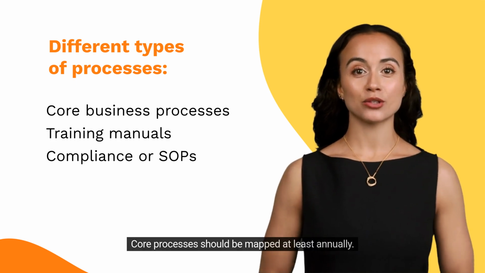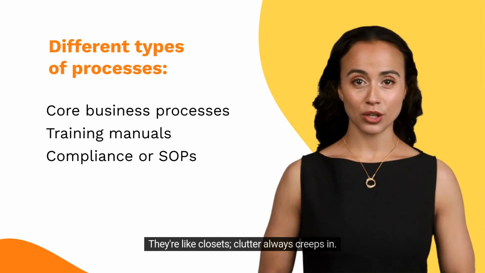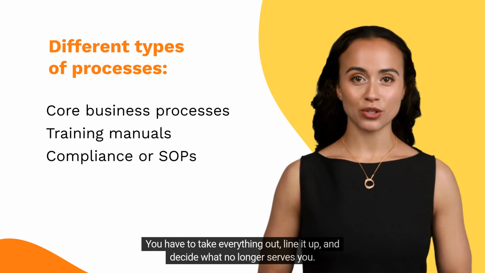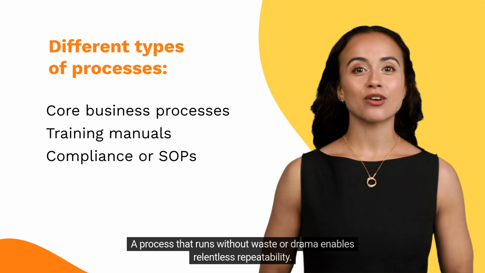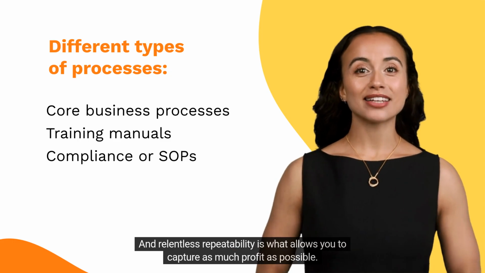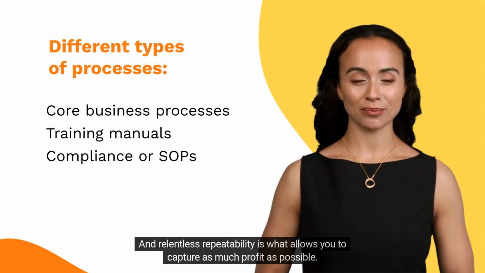Core processes should be mapped at least annually. They're like closets. Clutter always creeps in. You have to take everything out, line it up, and decide what no longer serves you. A process that runs without waste or drama enables relentless repeatability. And relentless repeatability is what allows you to capture as much profit as possible.